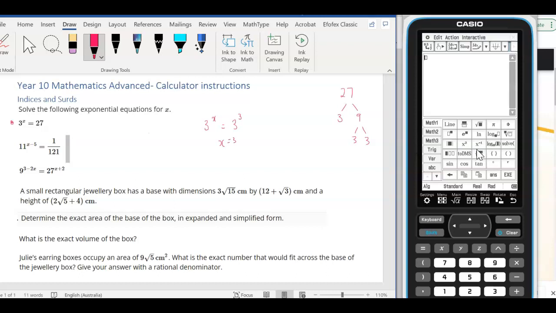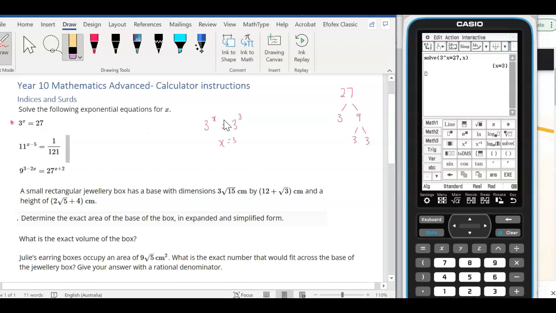But on your calculator, you can just go to solve, and we can go 3 to the power. Your power is just the hat button next to the divide. 3 to the power of x is equal to 27. And we go comma x because we're solving for x. So there you go, x equals 3. Now, obviously, that's an easy one. So let's do a harder one.